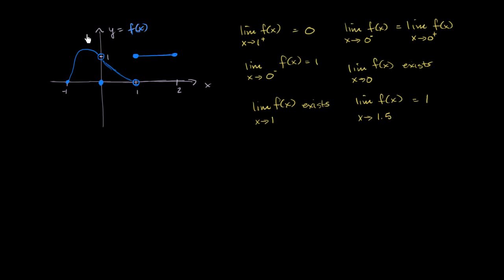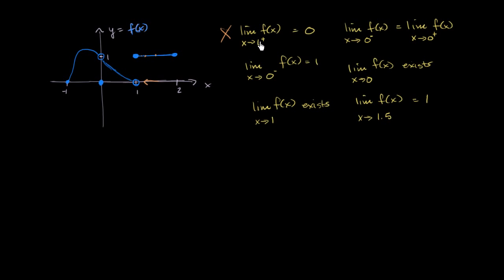So let's look at it. We're talking about as x approaches 1 from the positive direction, so for values greater than 1. So as x approaches 1 from the positive direction, what is f of x? Well, when x is, let's say, 1.5, f of x is up here. As x gets closer and closer to 1, f of x stays right at 1. So the limit of f of x as x approaches 1 from the positive direction isn't 0. It looks like it is 1. So this is not true.